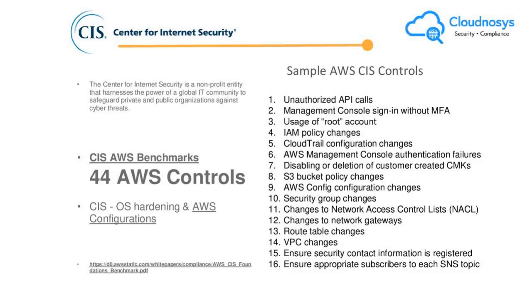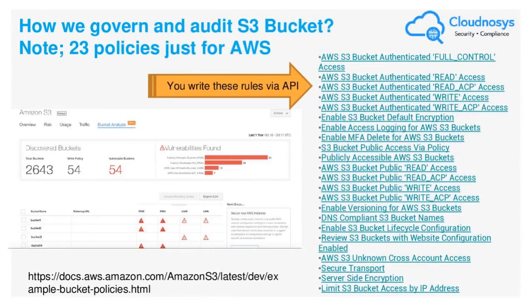Now, again, the magic word, as I said, is a starting point. It's not the end game because it doesn't have things like encryption. It doesn't have life cycle policies and so on and so forth. That's something you will have to add, but it's a good starting point. So keep that in mind. So how do we govern the S3 bucket, as an example?